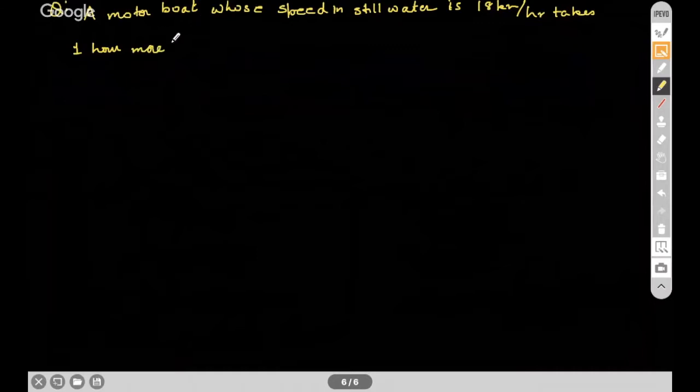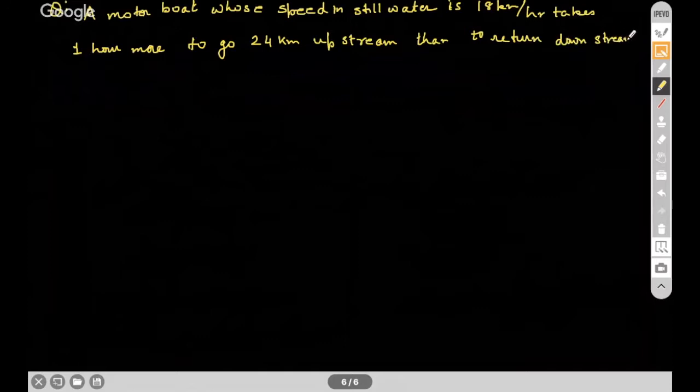A motorboat whose speed in still water is 18 kilometers per hour. Also be mindful of the units. It takes 1 hour more to go 24 kilometers upstream than to return downstream to the same spot. Find the speed of the stream.